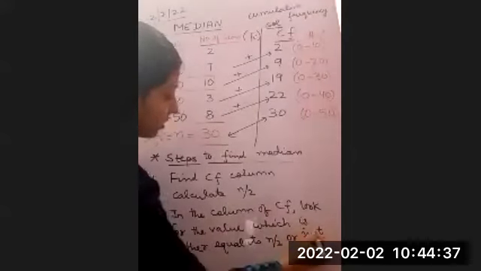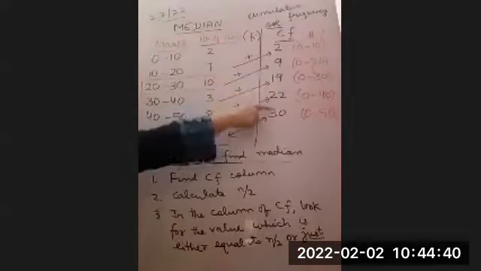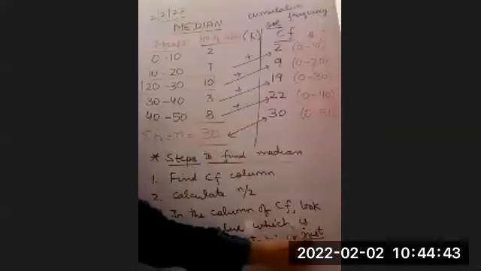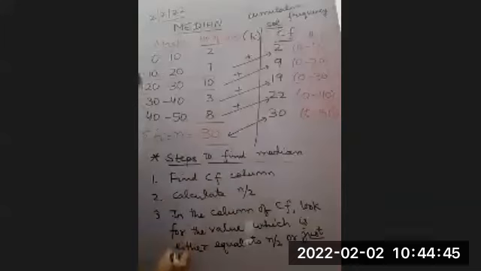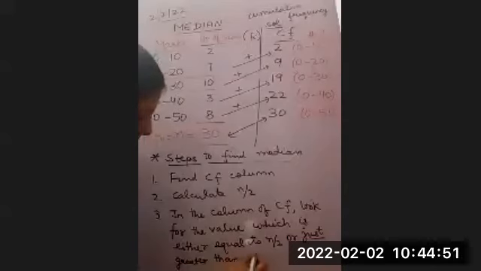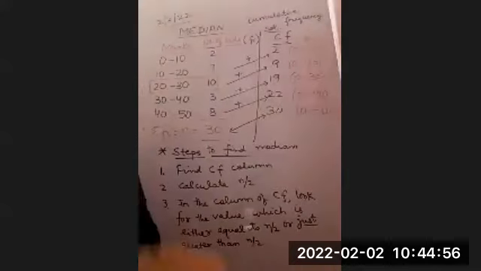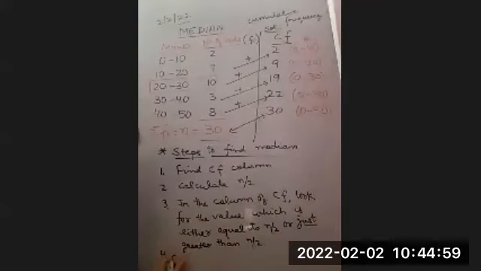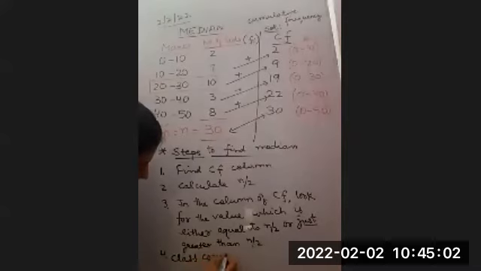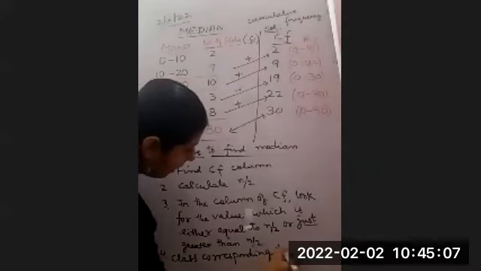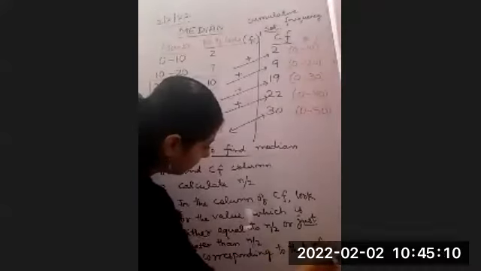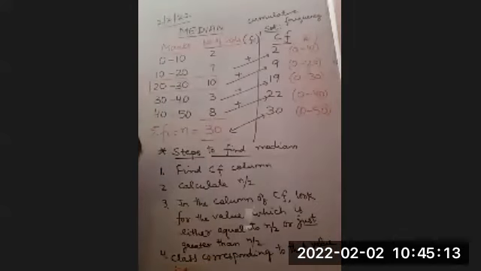Why am I using the word just greater? Because after that all values are greater than 15. So I am using the word just, the immediate one bigger than it. Just greater than n by 2. The class corresponding to that value is the median class.